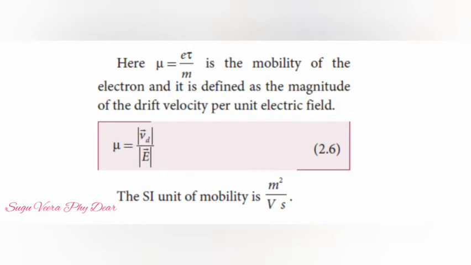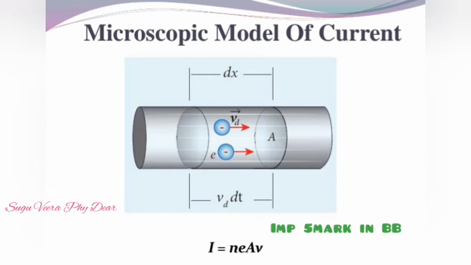Next topic, very important topic, book back questions also. Microscopic model of current. Micro means very small value. That value means 10 to the power of minus 6, or in other words 10 lakhs, in other words 1 million value. Now I explain in this diagram.